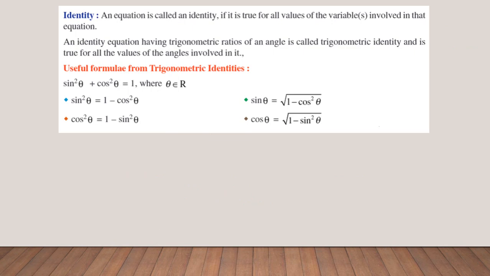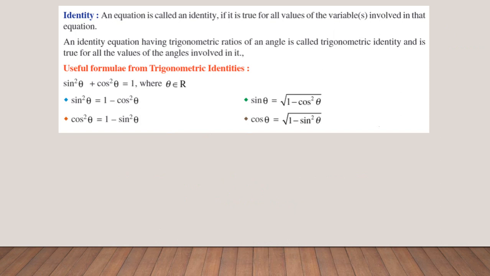So this particular exercise number 4 completely deals with identities. First of all, what is meant by an identity? An identity is nothing but an equation which consists of variables. If you substitute any value and the given equation is satisfied, then such equations are called identities.